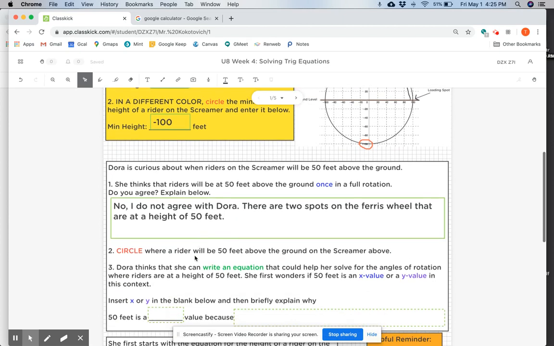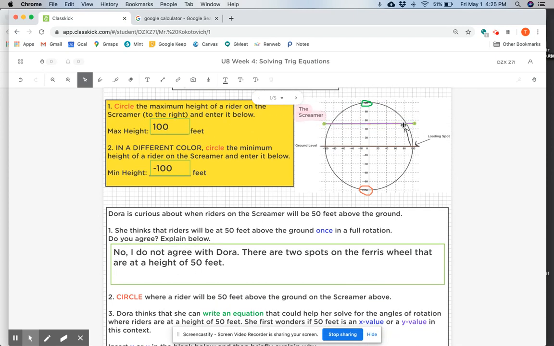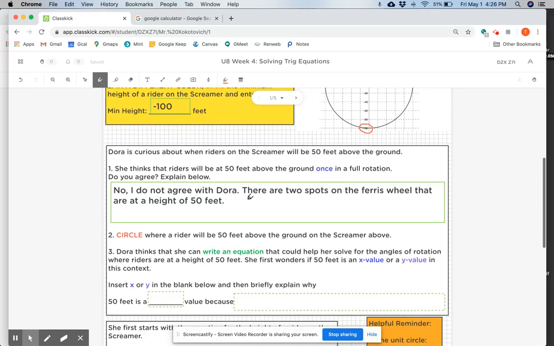Okay. Circle where a rider will be 50 feet above the ground on the Screamer. All right, well, I know it's at this height. I know that there are two intersections right there. So I'll circle one right here and one right here. So those are the two spots, okay?